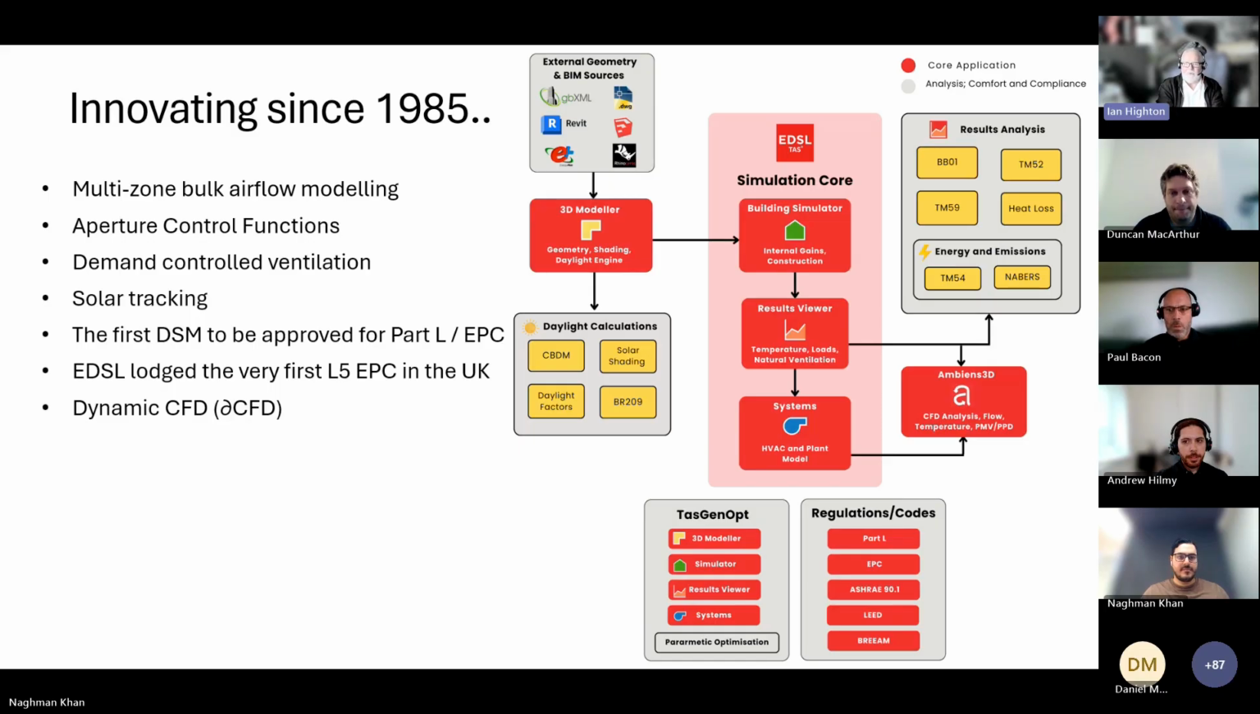I'm pretty sure we were the first DSM to be approved for Part L EPC. I remember a couple of iterations later, through the second or third approval process, they started to sort of ban the company that got through the tests first, and just made sure everybody was approved at the same time. But I'm fairly certain we were the first DSM to be approved for Part L EPC. And yeah, Paul lodged the first level 5 EPC in the UK. Can you remember when that was, Paul? That must be going back quite a long time now. Sorry, yeah, it's 2008. I think it was April time.